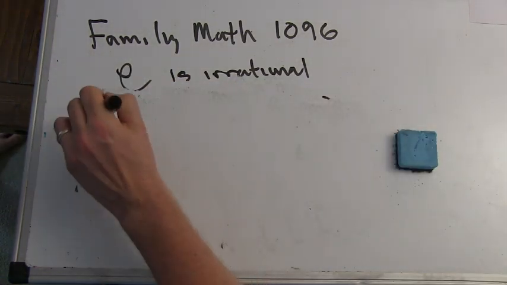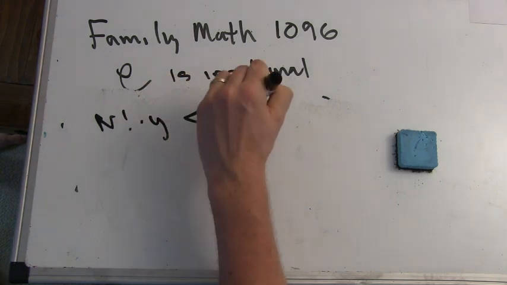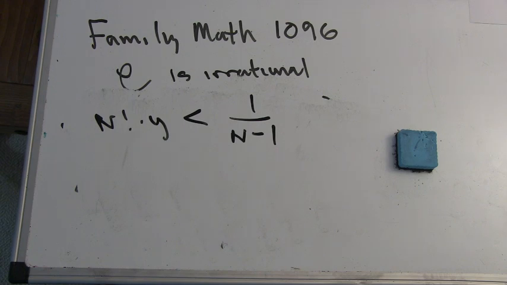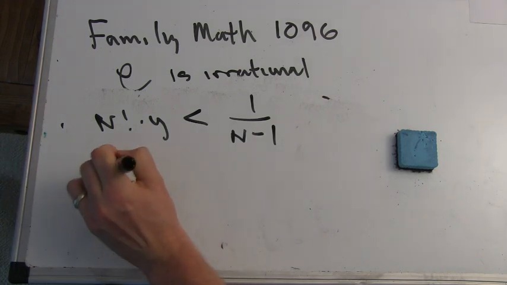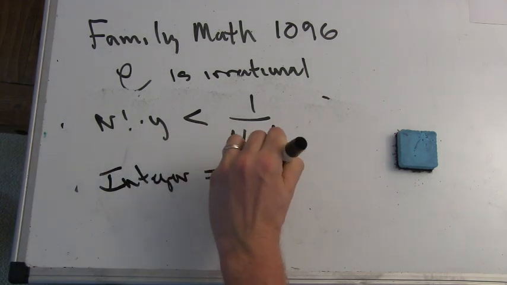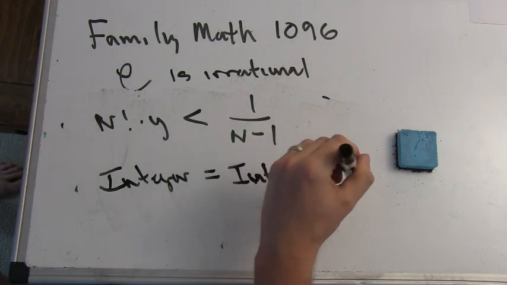So our y, n factorial times y, we don't know what it is, but we know it's less than 1 over n minus 1. And then I guess we can say this is less than 1, so this can't possibly be an integer. So we have integer equals integer plus not integer.